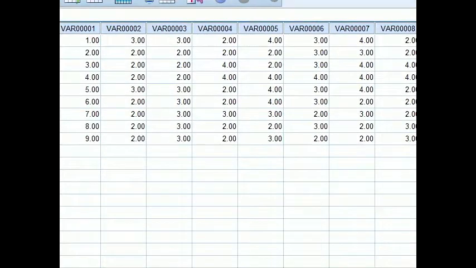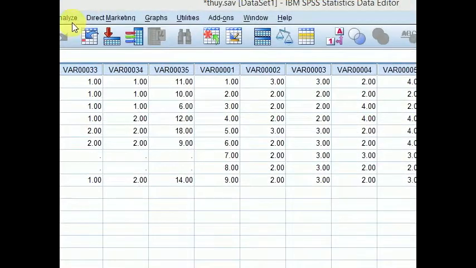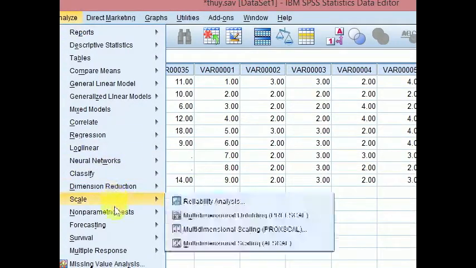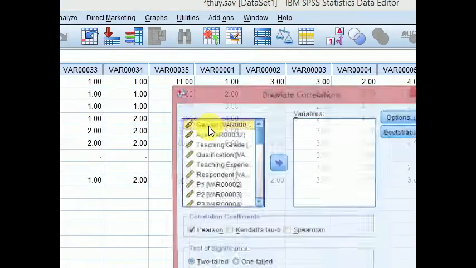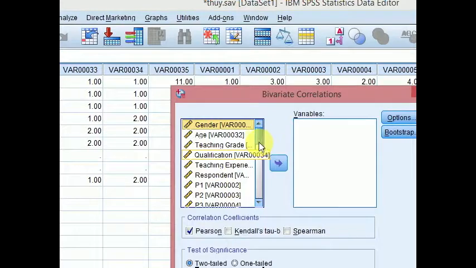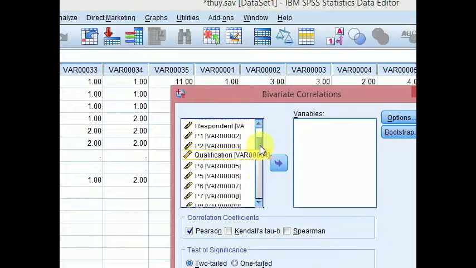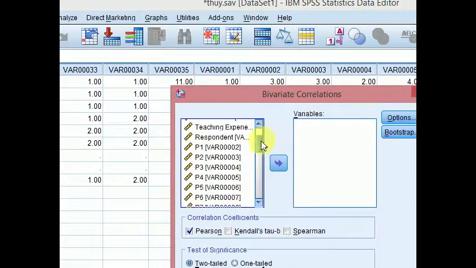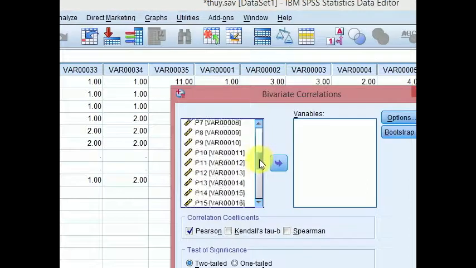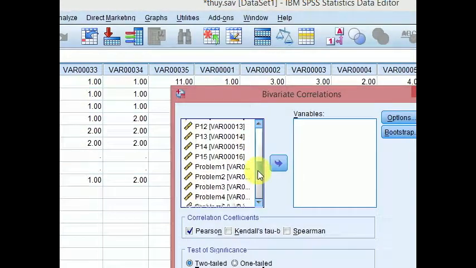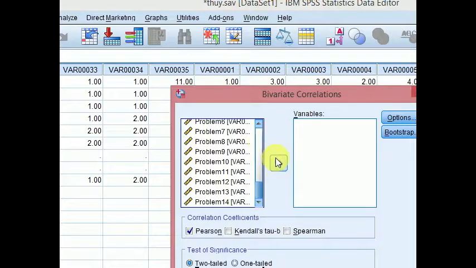Okay, I will not do that anymore here, but it's as easy as clicking analyze and then correlate, bivariate. So the way to do it is, of course, as I said, adding everything from P1 to P15 in Excel, and then just pasting it here, and then all the scores from problem 1 to problem 14 again, and then relating the two.